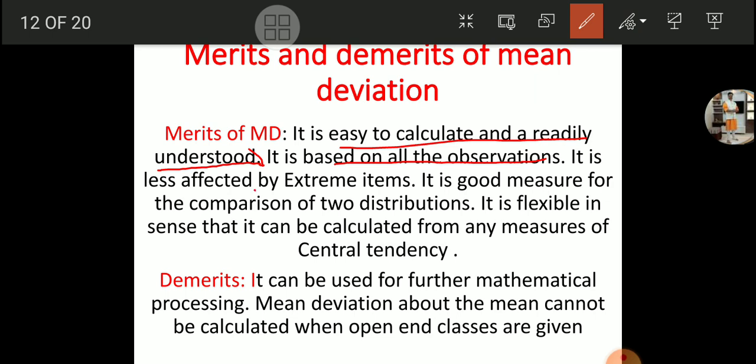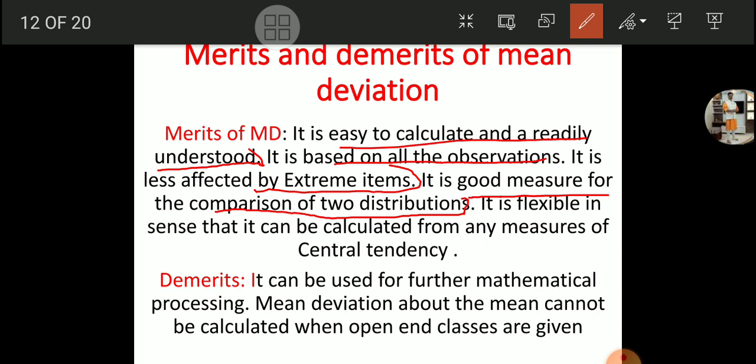It is less affected by the extreme items. Extreme observations never affect the calculation of a mean deviation. It is a good measure for the comparison of two distributions. So comparison of two distributions is possible with the help of a mean deviation.